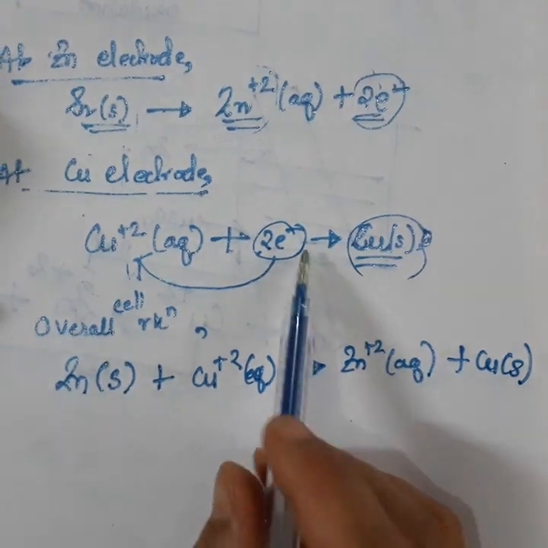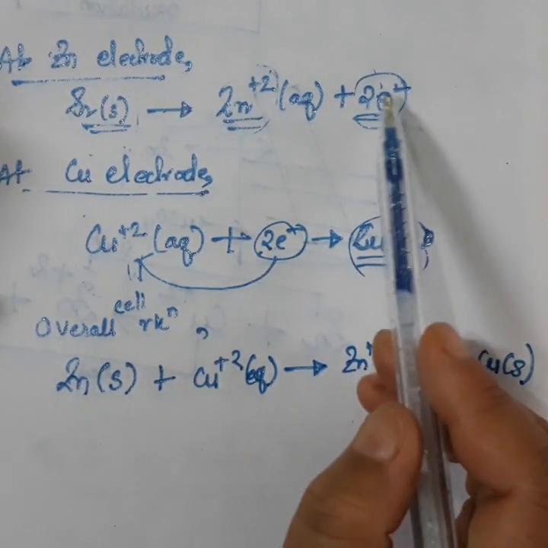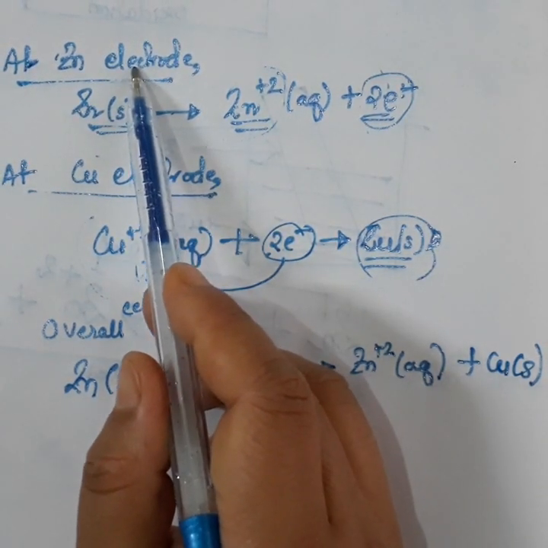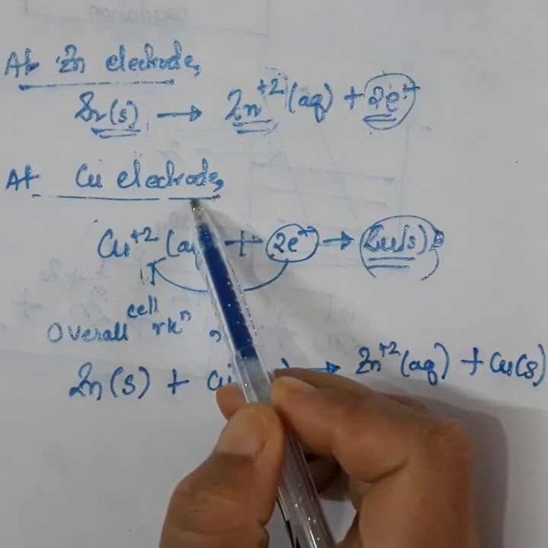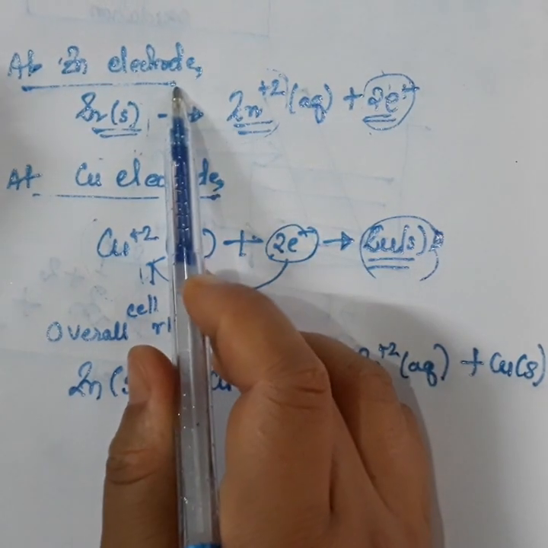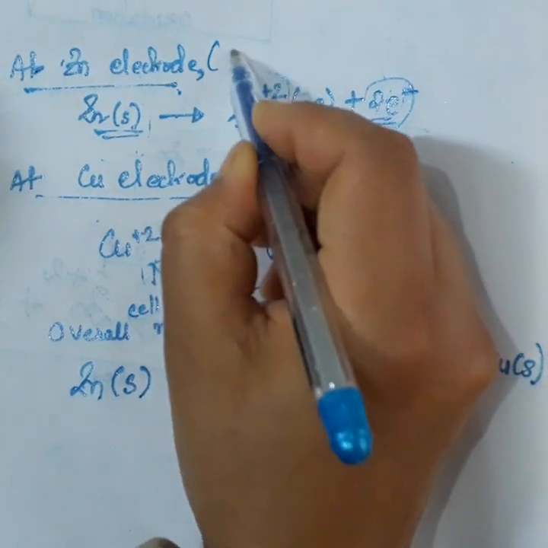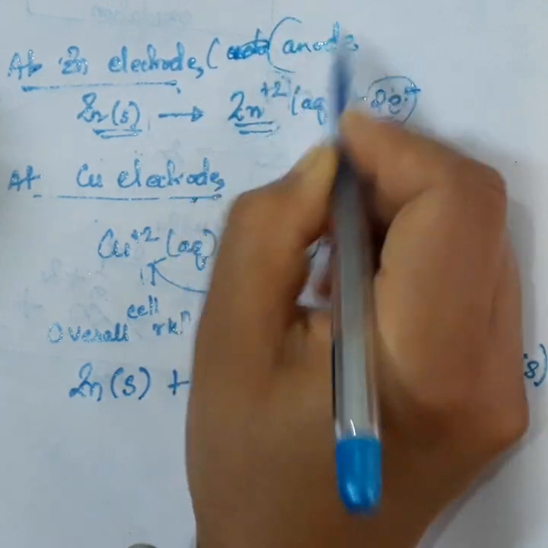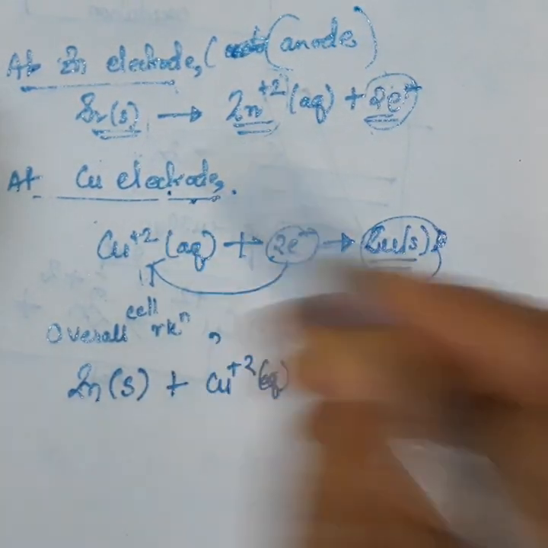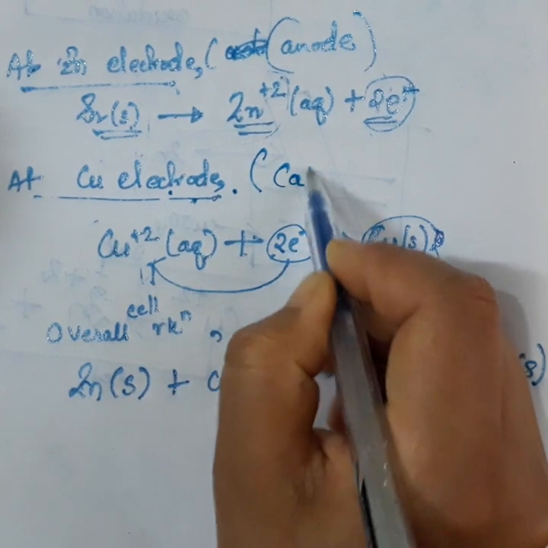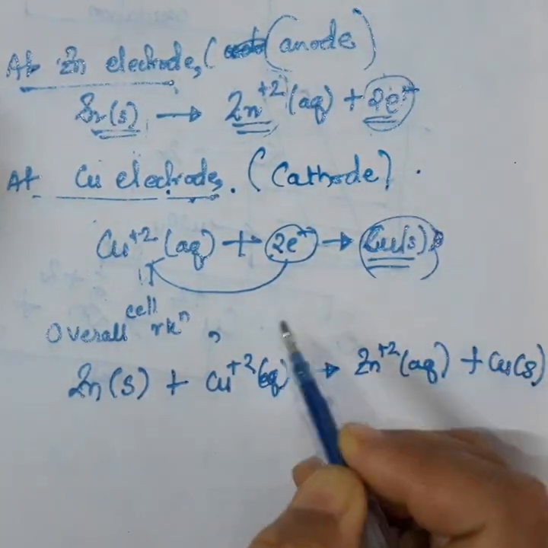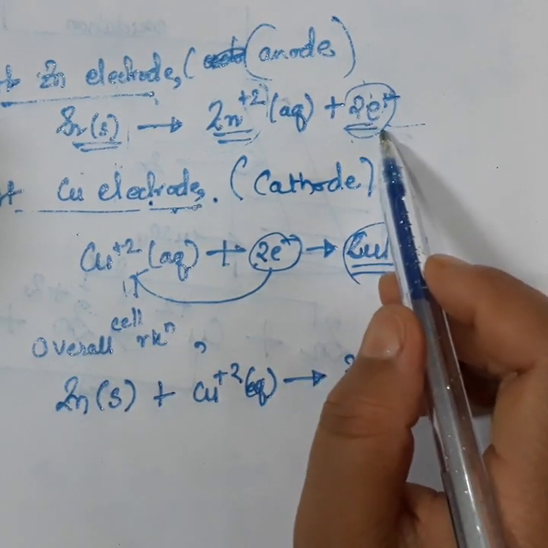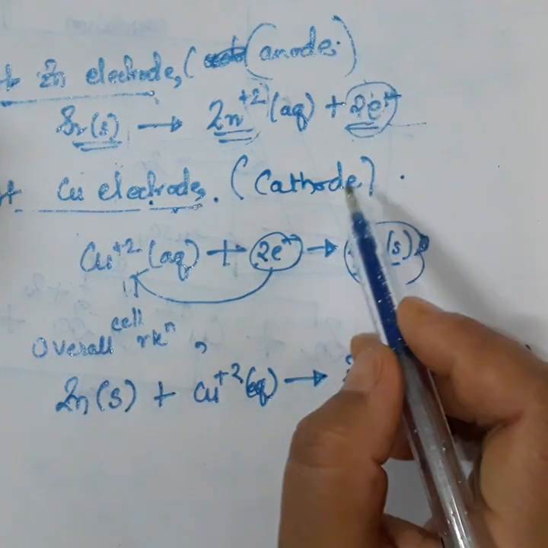Okay, now since during the reaction there is movement of electron from the zinc electrode to the copper electrode, your zinc electrode, since it is having negative charge here, is your anode in galvanic cell, and the copper electrode where reduction is taking place is your cathode. Now your electron is traveling from your anode to cathode.